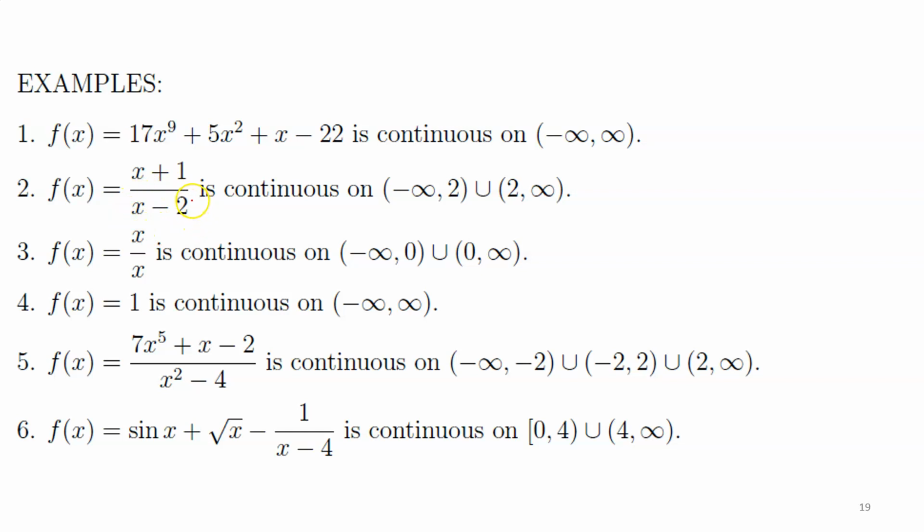Why? Because x equal to 2 will be the asymptote. That's why the graph won't touch that line x equal to 2. And then we have x over x. Also, this is continuous, but this one is also rational form, dalam bentuk pecahan. So it is continuous wherever it is defined.